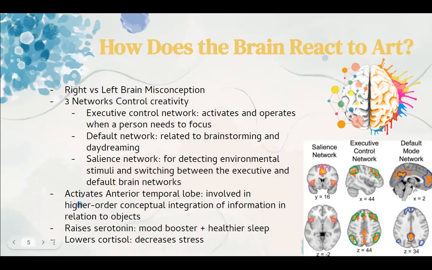And then art also activates the anterior temporal lobe, which is involved in the higher order conceptual integration of information in relation to objects. To break this down, this is basically your brain's ability to recognize objects in art. For example, if you look at this picture on the top right, from your past experience, you know that brains generally look like this, like they have two hemispheres, they have a bunch of squiggly lines, right? So that experience lets your brain know that what you're looking at is probably a brain, even though it's not 3D, you're able to conceptualize that.